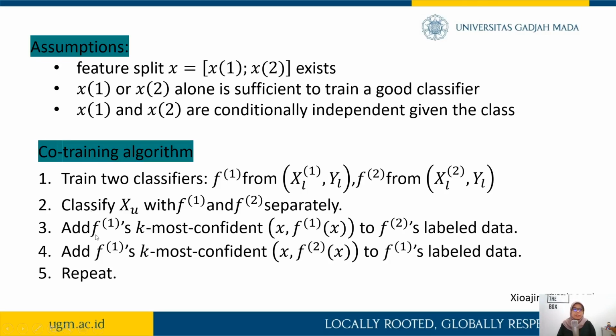And this is the co-training algorithm. We start by training classifier F1 with labeled data 1 and F2 with labeled data 2, and then classify XU with F1 and F2 separately, right? So F1 takes the most confident examples and adds them to F2's labeled data, so to the other classifier's training data, and then vice versa, and this process will be repeated until a stopping criterion is met. Alright, that's the co-training.